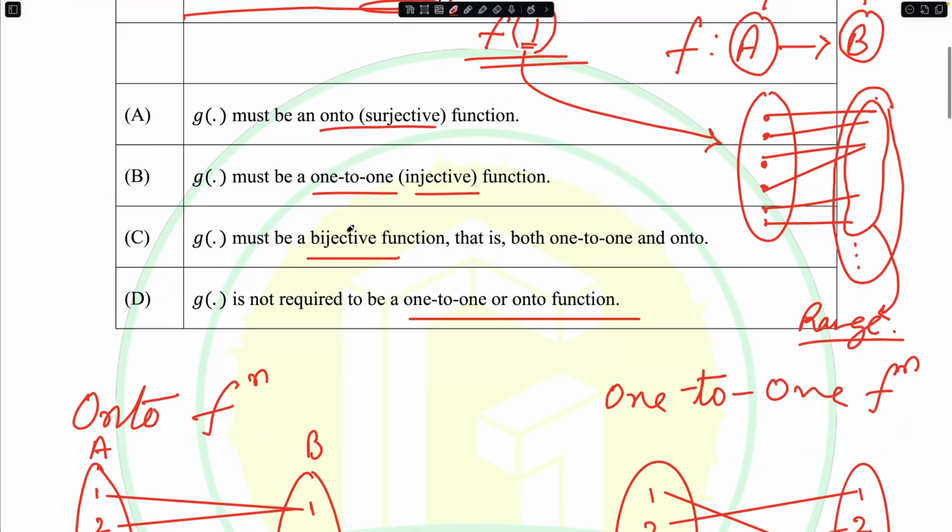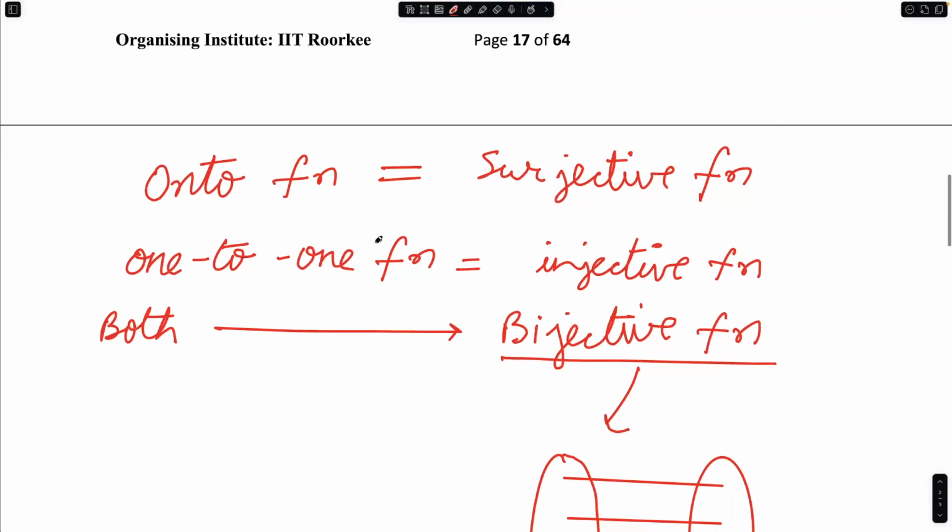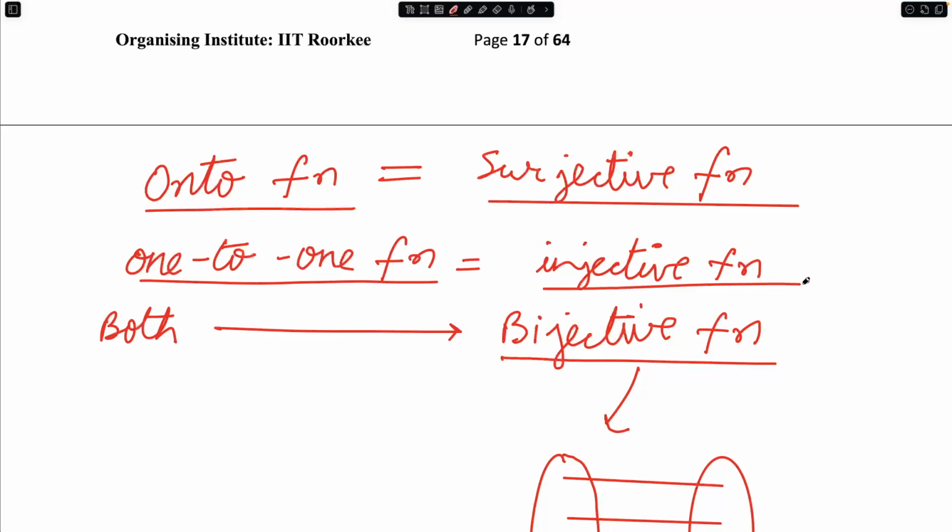Now let me get to the meaning of onto, one-to-one and bijective. Before that, let me tell you the nomenclature. Onto functions are basically surjective functions. It is just a naming thing. One-to-one functions are called injective functions, and both of them being simultaneously present is bijective. These are properties, adjectives that you add before the word function. You say it is an injective function, a surjective function, a bijective function.